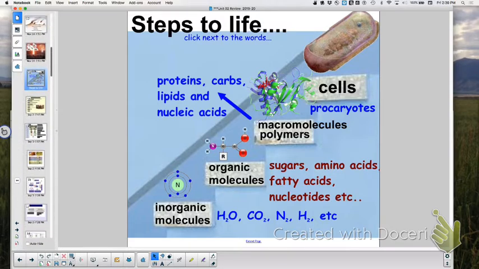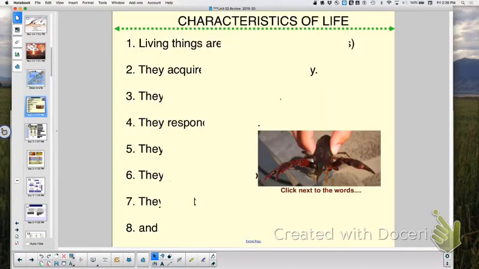All right. Then we go to chapter 1. We totally know this one. Let's do this real quick. Here we go. Living things are organized, made of cells. They acquire materials and energy. They maintain homeostasis. They respond to stimuli and reproduce. They grow and develop, and they adapt and die.